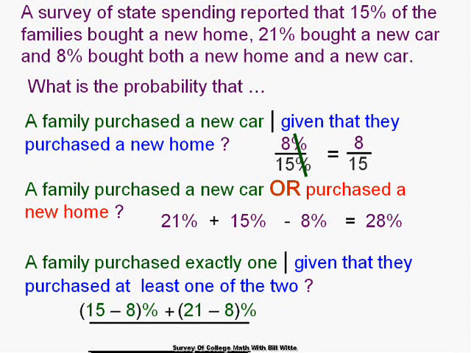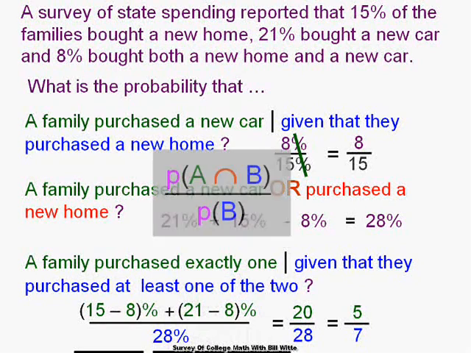And we'll put that over the number we just figured out of the people that bought either a new car or a new home. We just figured that one out in the last problem. We do a little simplification. 15 minus 8 is 7, plus 21 minus 8 is 13. So 7 plus 13 is 20 over 28. Oh, yes. There's a 5 out of 7 chance that they purchased exactly one, given that they purchased at least one of the two. That was a tough one.